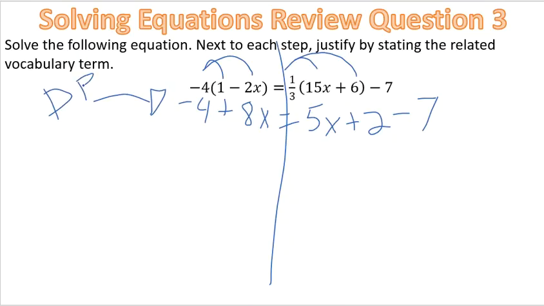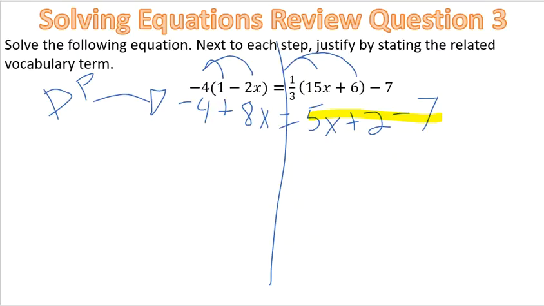Our next step is to look and see about combining like terms. If we look on our left side, we've got a -4, we have no other constants, and we have an 8x, and we have no other variables on that left side, so we cannot combine over. If we look on our right side, we've got a 5x, but no other variables, so we can't combine any x's, but we do have a 2 and a -7. We can combine the constants on the right side.